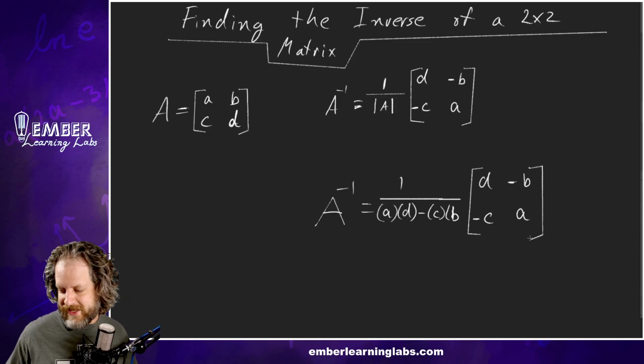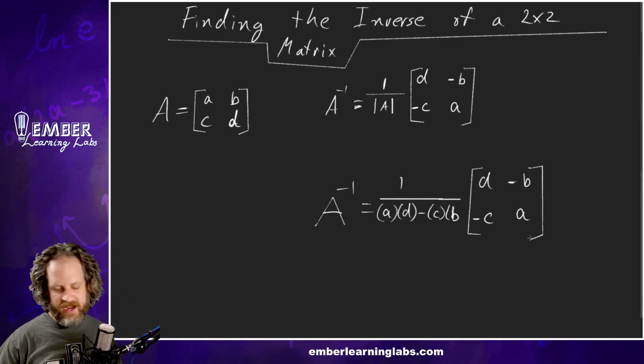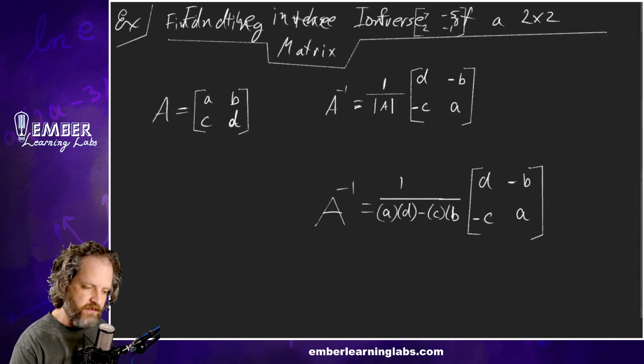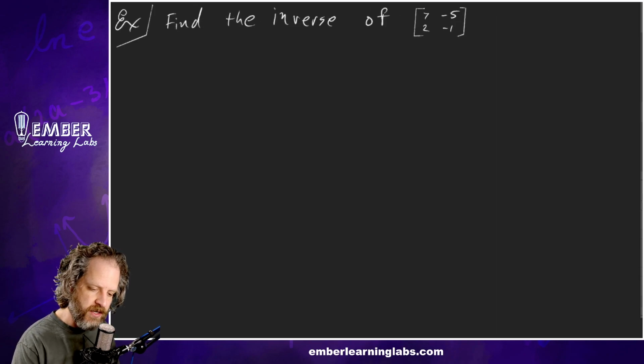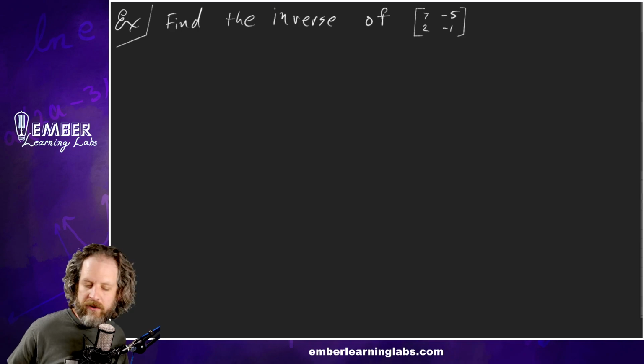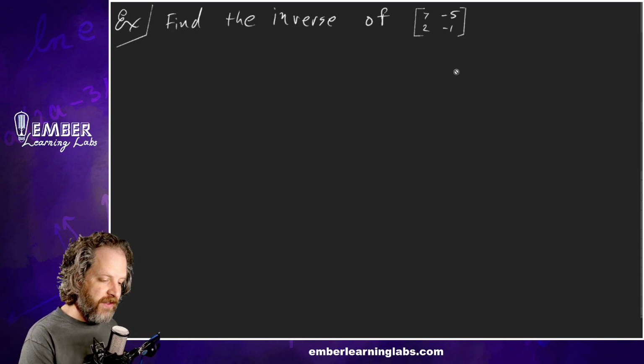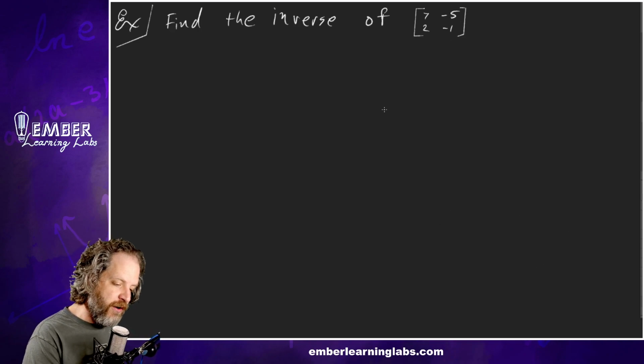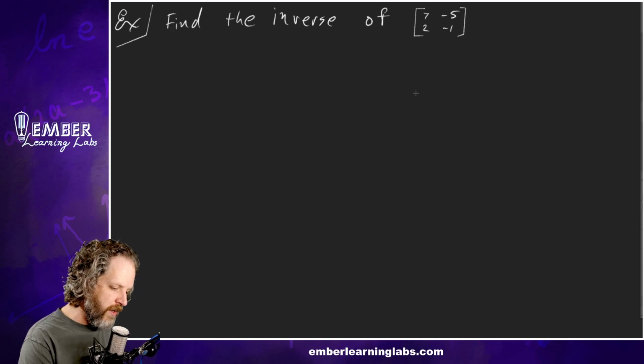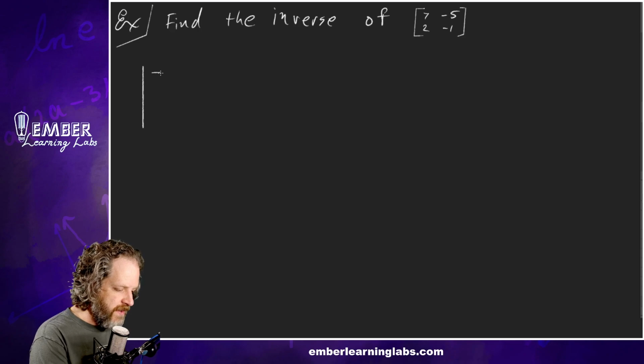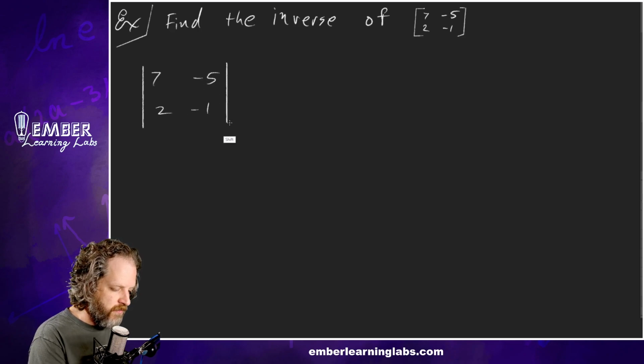So let's actually do that. We're going to find the inverse of this. Let's start by finding the determinant of this one. So let's write this all the way out: 7, -5, 2, -1.